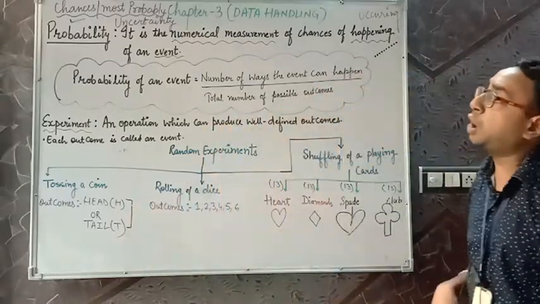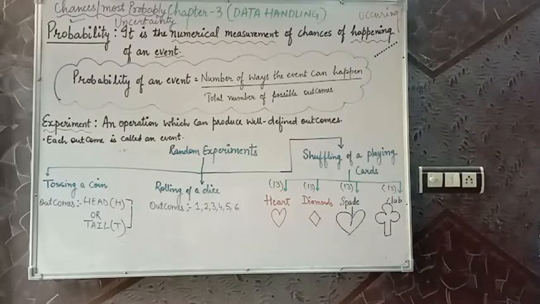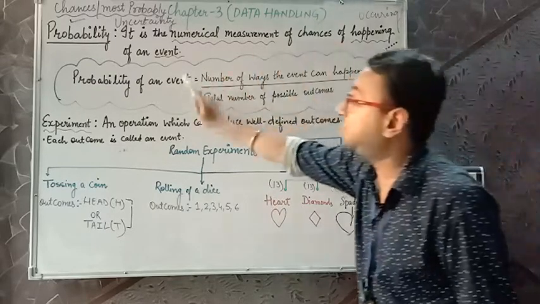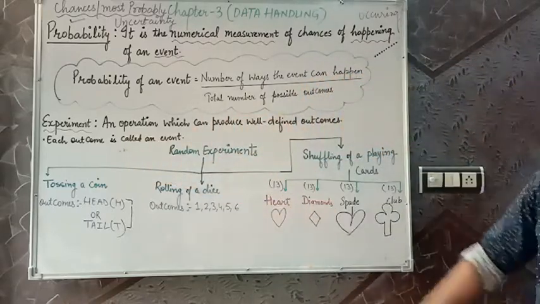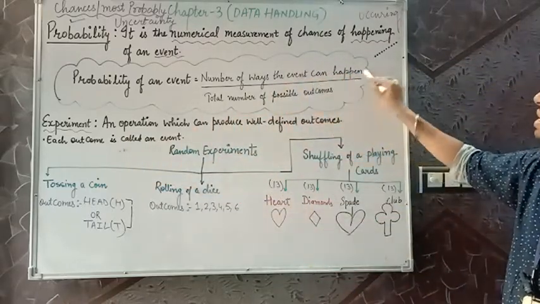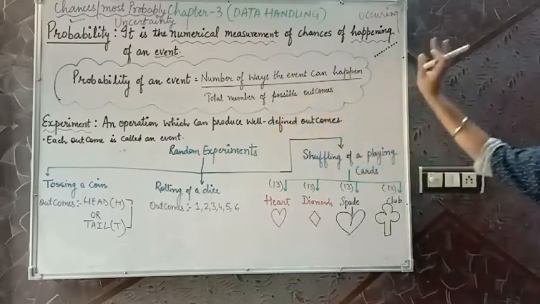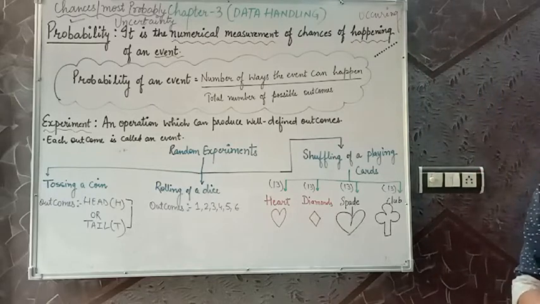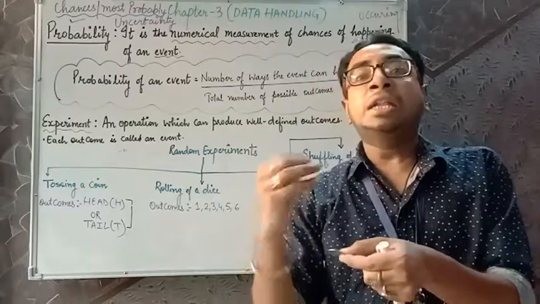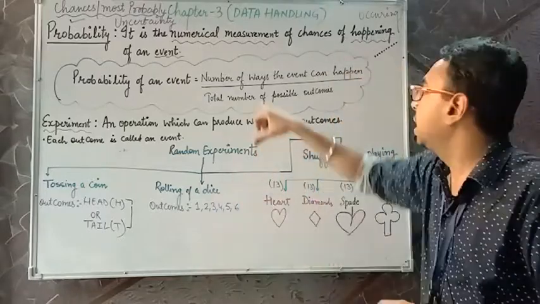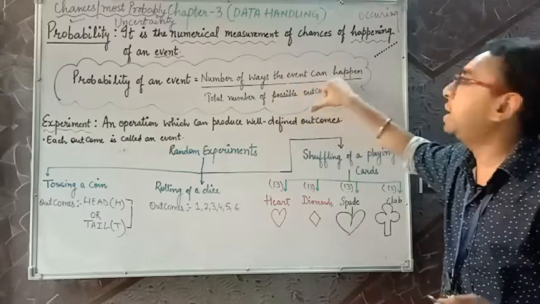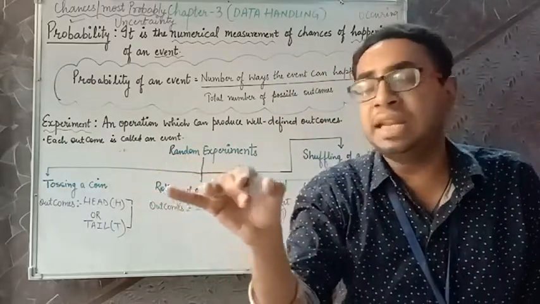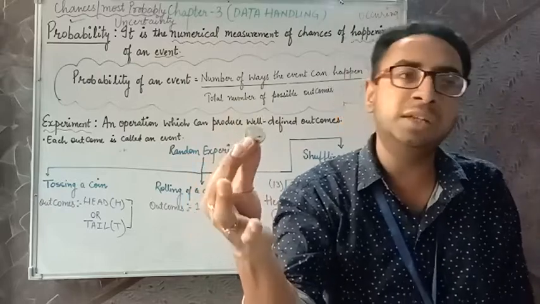Now let's see the formula of probability of an event. Each outcome is an event. The probability is the number of ways the event can happen upon total number of possible outcomes. Understand, it's very important. Your event can happen in any way. For example, if I toss the coin, I flip the coin, the event is either I'll be getting tail or head, that is for sure.